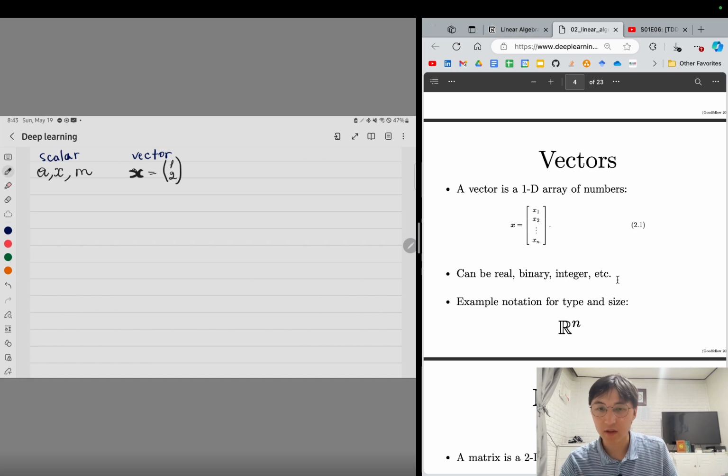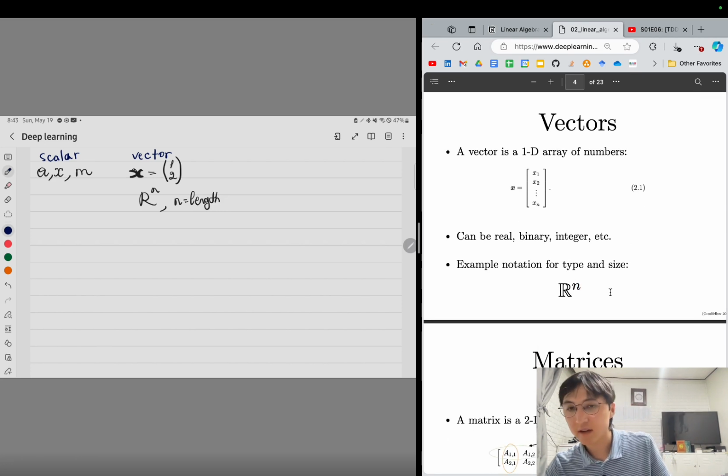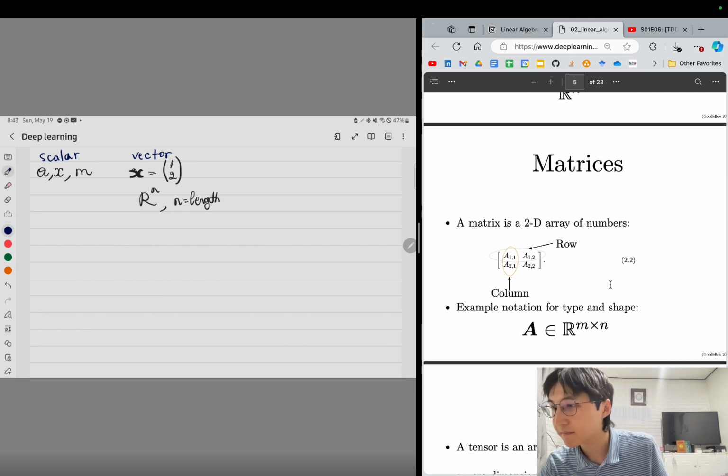And for notation, an example notation for type and size is R^n, where n is the length of the vector. So okay, that's clear. I think it's very easy, maybe even a kindergarten kid can understand. Next thing, matrices.